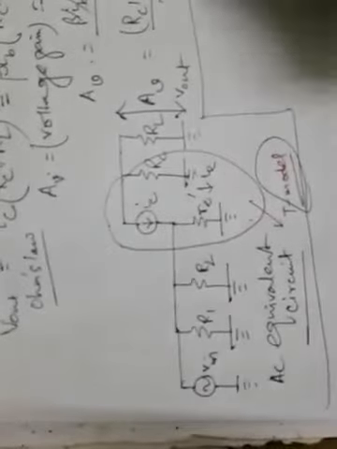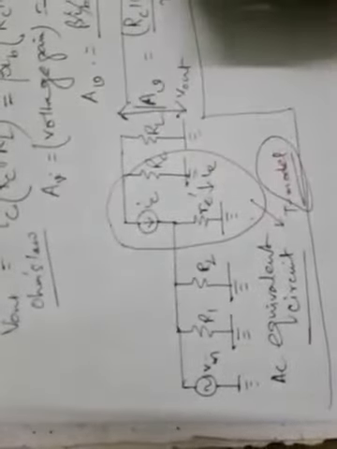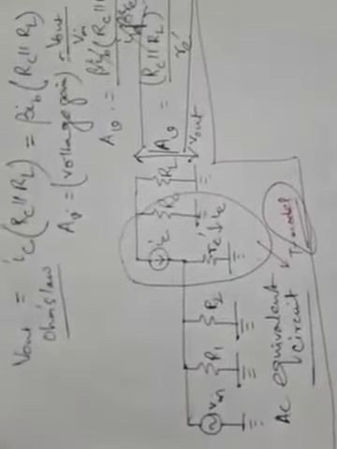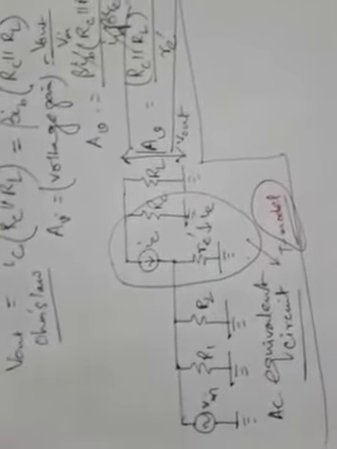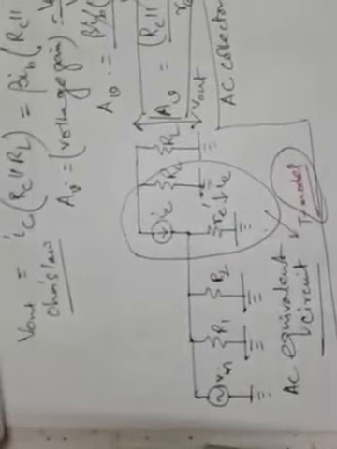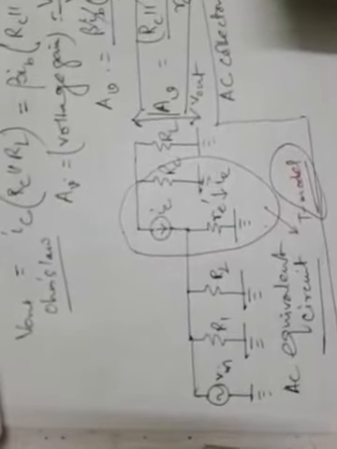So now let us find another thing. Remember this formula to find the voltage gain of a transistor amplifier using the AC equivalent circuit. Now let us see how to calculate the AC collector resistance.